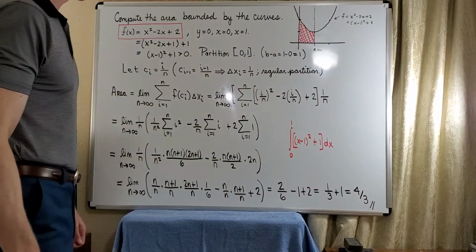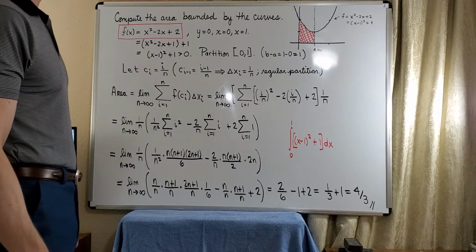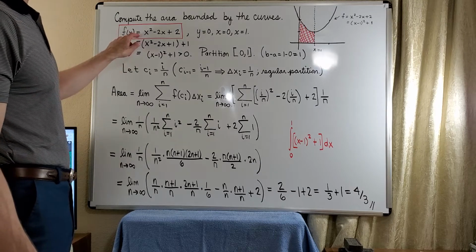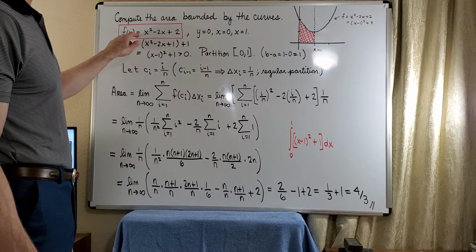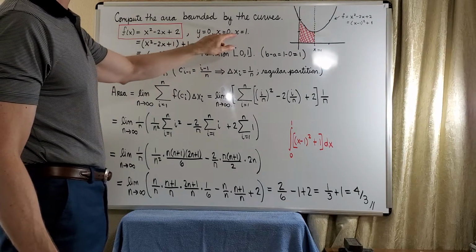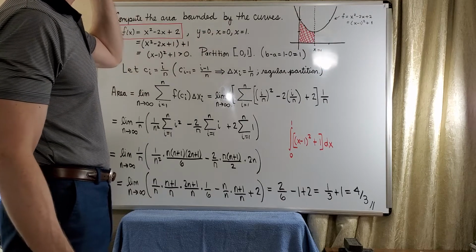Let's use the Riemann sum to compute an area. What we want to do is compute the area bounded by the following curves. That is, f(x) = x squared minus 2x plus 2, y = 0, x = 0, and x = 1. Of course, this is the x-axis and this is the y-axis.